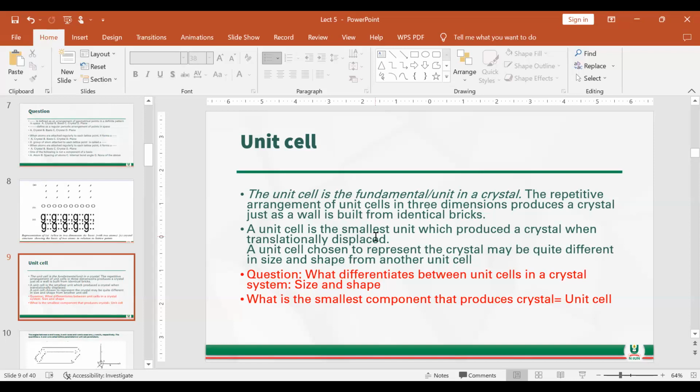So what differentiates between unit cells in a crystal system, size and shape? What are the things that differentiate them? What is the smallest component that produces a crystal? And the answer is the unit cell. So what differentiates between unit cells in a crystal system? It is the size and shape that differentiate between one unit cell and the other one. So that is the answer there.